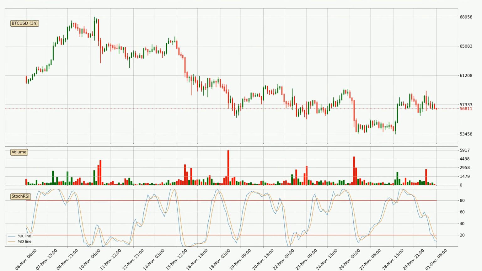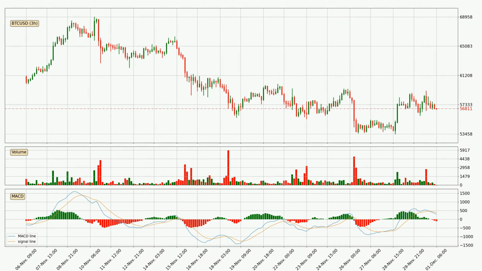Jumping to the 3-hourly stochastic RSI, we can see that the crypto is being oversold because the %K and %D lines are in the lower region. A change in the trend can be expected, or for the crypto to remain at least stable for some time. You should wait to see if there will be an upward trend to the crypto because the K line has not yet crossed the D line.